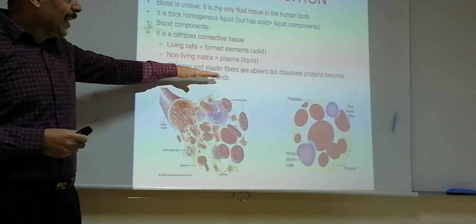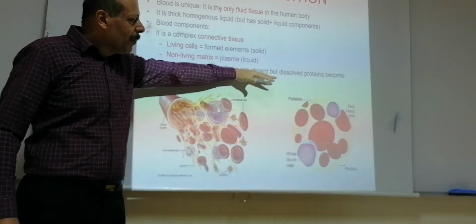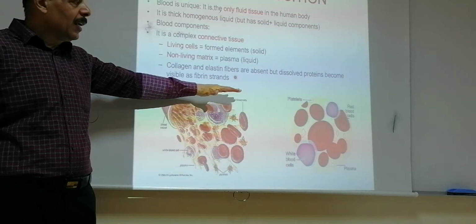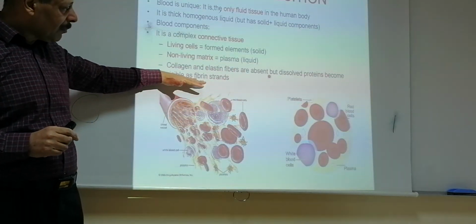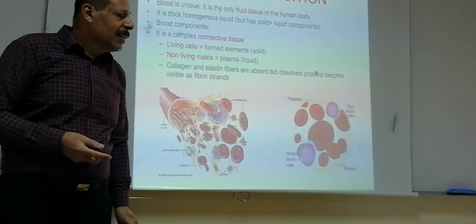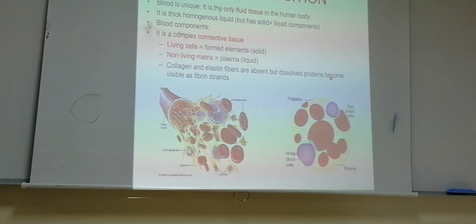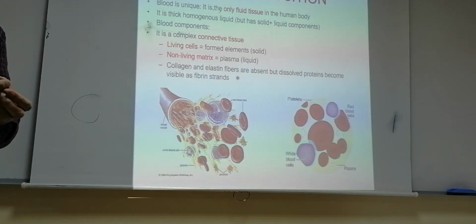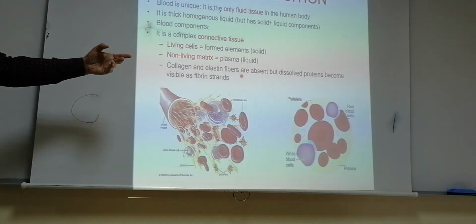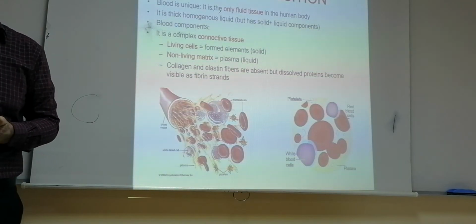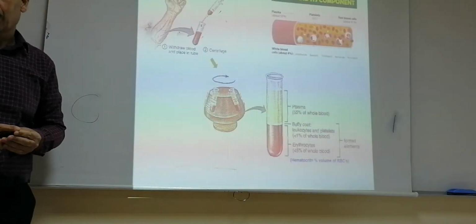Collagen and elastic fibers are absent, but there are dissolved proteins in the plasma, and they will become visible as fibrin strands when we have an injury and the bleeding comes out. In this case, clotting will be formed and fibrin will be activated. We will come to this issue and discuss it later in the process of clotting.